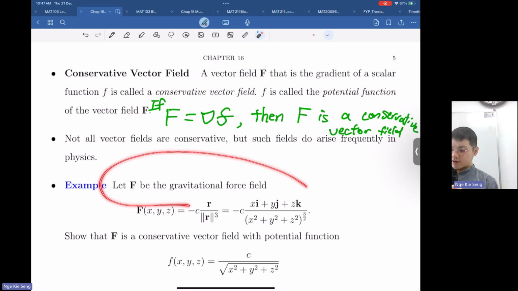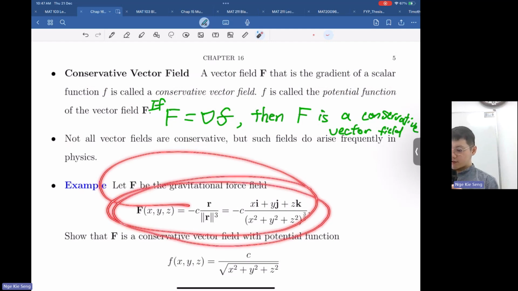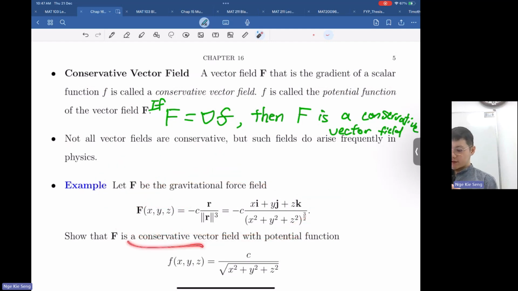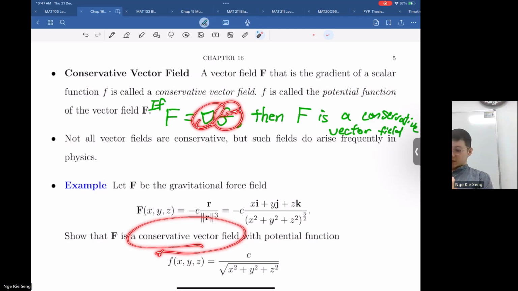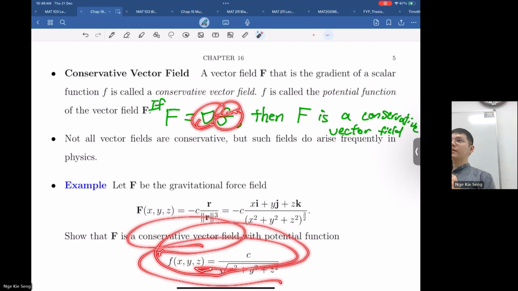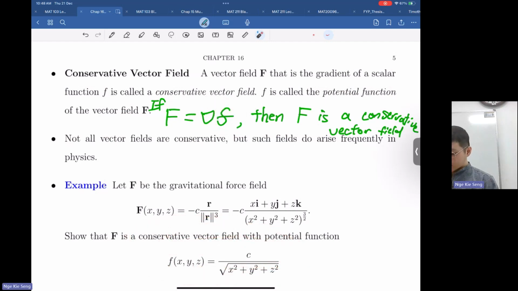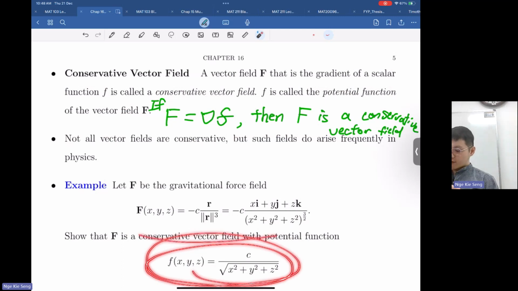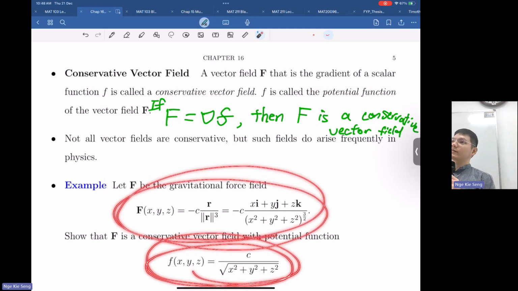For example, let's show that this gravitational force field is conservative. How to show this? You need to show that it is a gradient of some scalar field. So which scalar field do you have to pick? The question gives you the hint already. Take this one. So try and take the gradient of this scalar field. Can you get this vector field now?